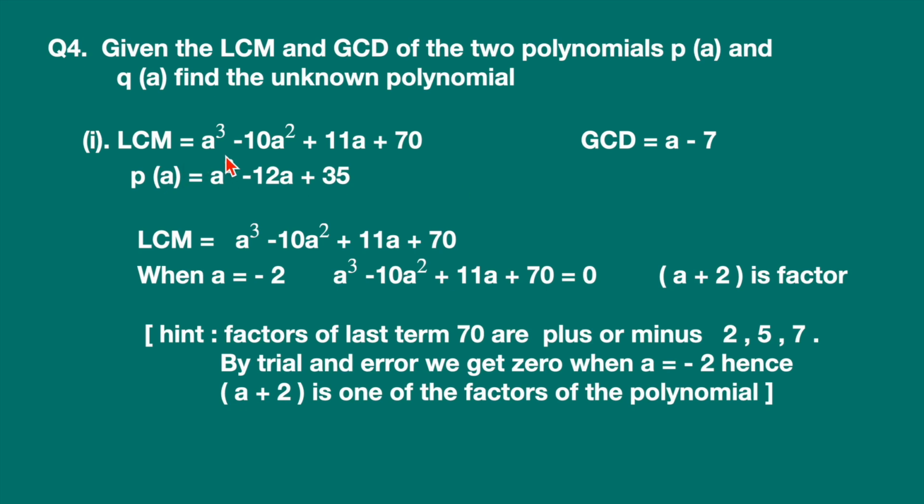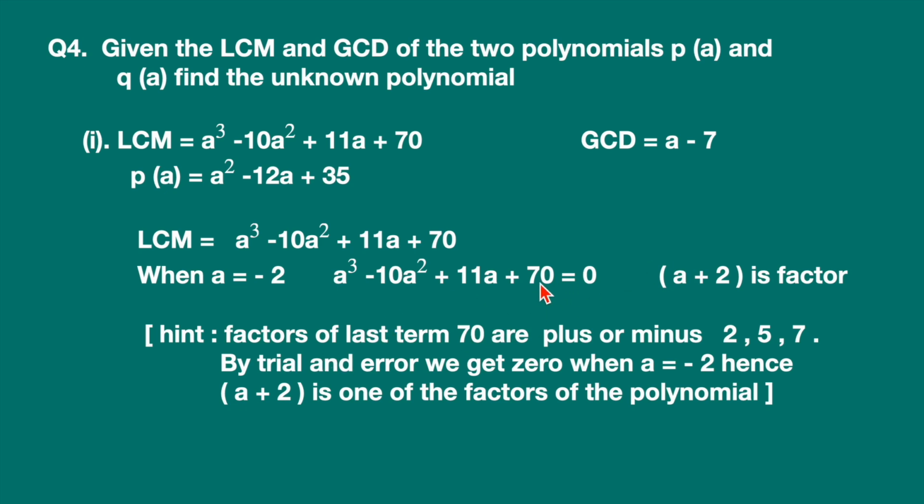Let's take the LCM. This is a polynomial, and we are going to factorize it. First, we are going to find the value of A such that the value of this polynomial becomes 0. That number we need to find, and we have to do the trial and error method. So how do we do this?